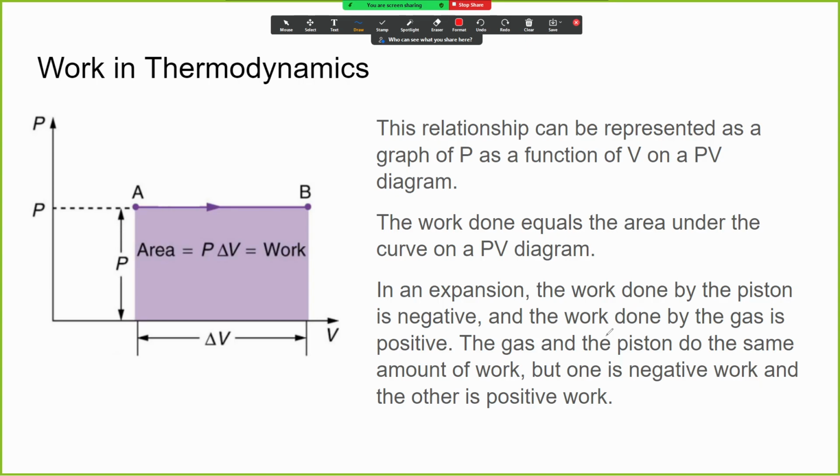So in an expansion, the work done by the piston is negative and the work done by the gas is positive. The gas and the piston do the same amount of work, but one is negative and one is positive. So you just have to keep in mind that work is equal to area, which is equal to P delta V. That's just to remind you about expansion and work.